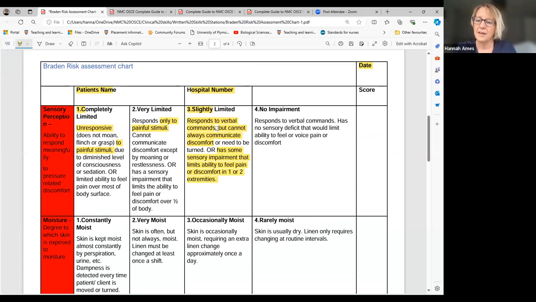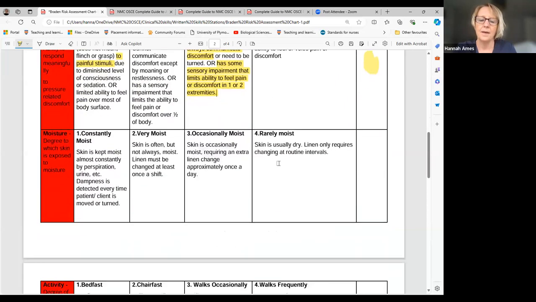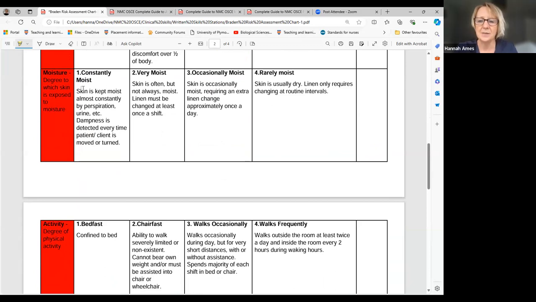So you'll read your scenario. I'm going to go through a work scenario with you, and then you'd work out where that patient sits, and you put your score in at the end here. The next one is moisture, and again, it's about reading that information carefully.